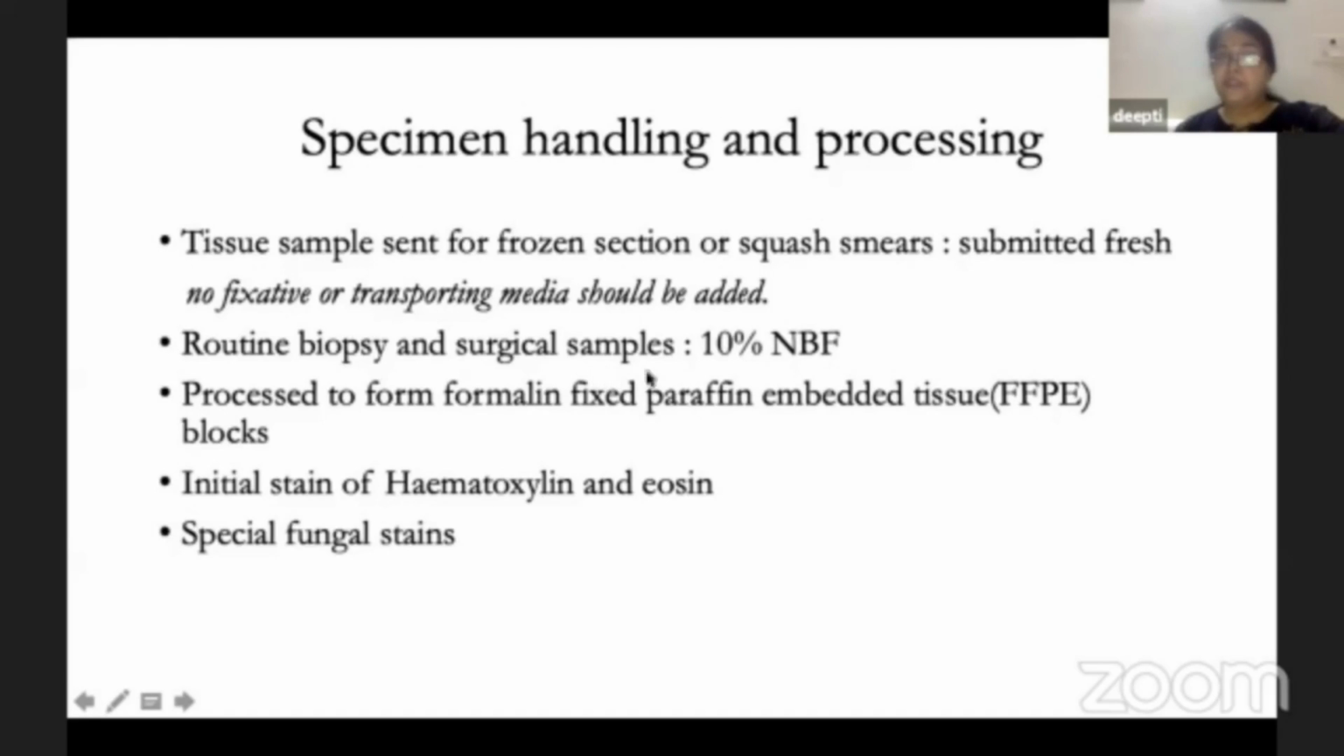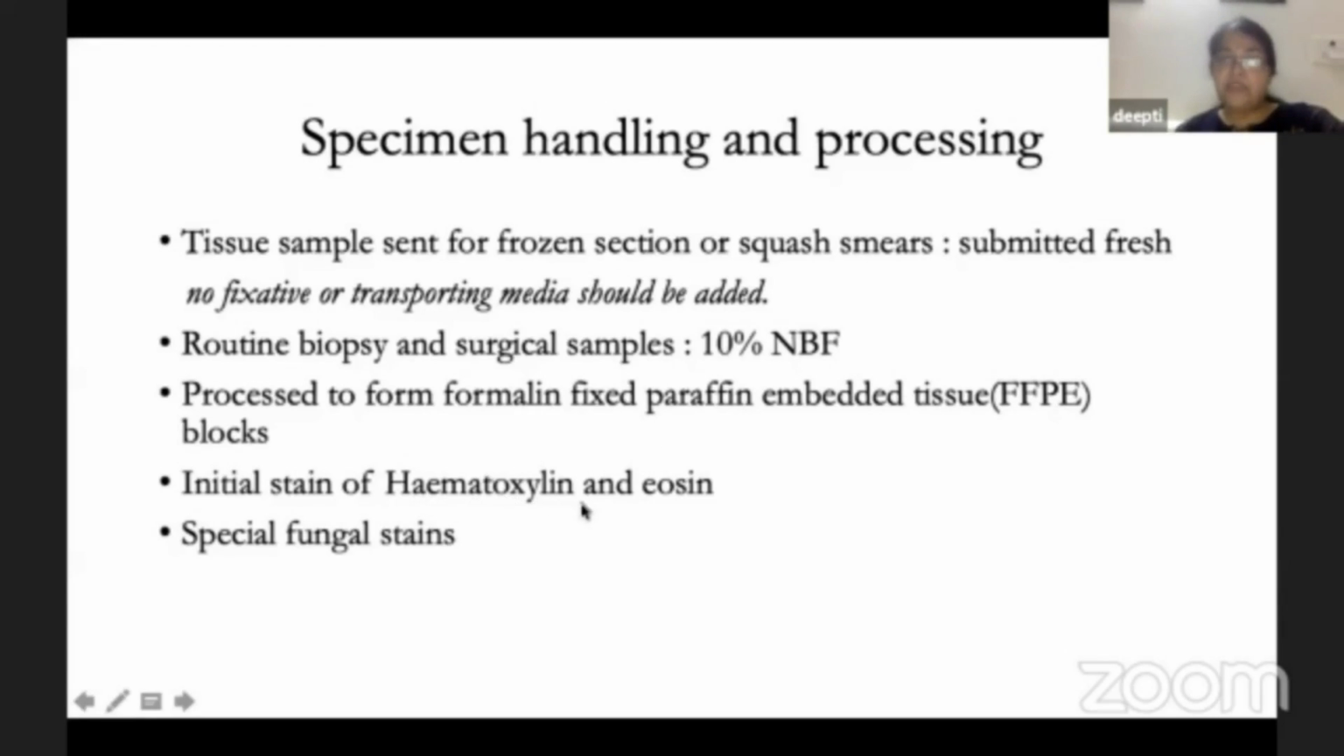For routine biopsy and surgical specimens, 10% neutral buffered formalin is the fixative of choice. Whenever we get a tissue, it goes through a cycle in an equipment which is known as histokinet. Histokinet has got 12 jars. First few jars are of formalin, then followed by alcohol and xylene, and then finally wax. So the tissue gets fixed, it gets dehydrated, it gets cleared and finally it gets impregnated with wax.